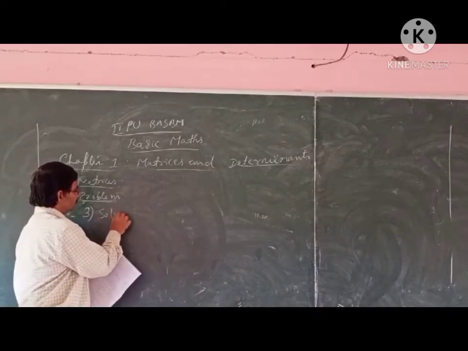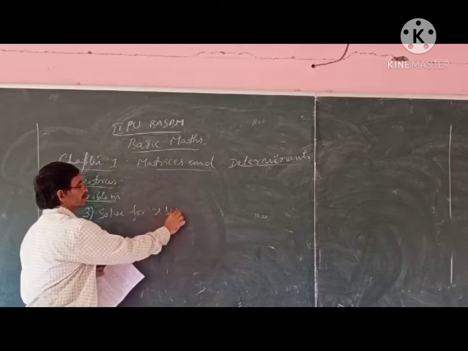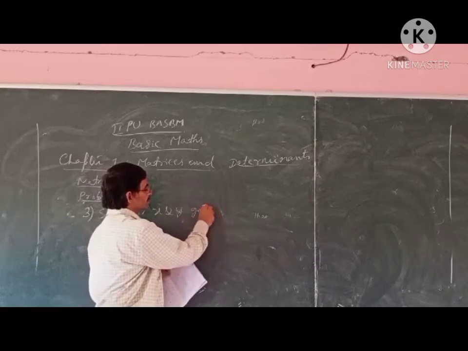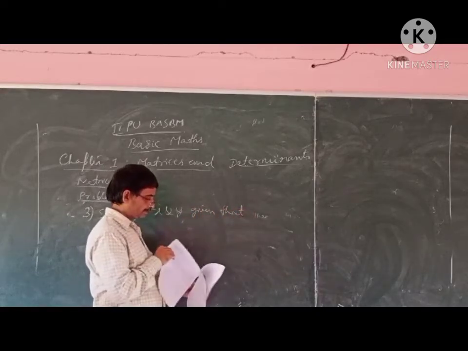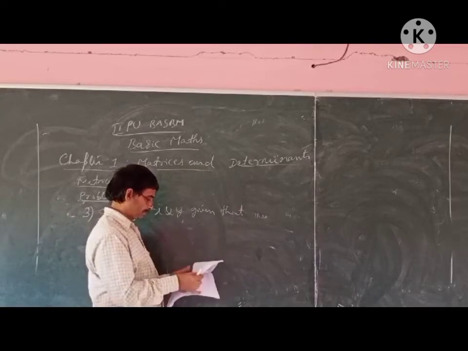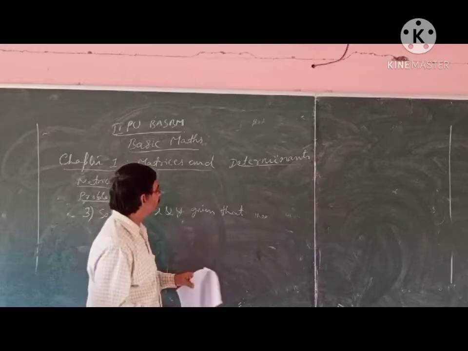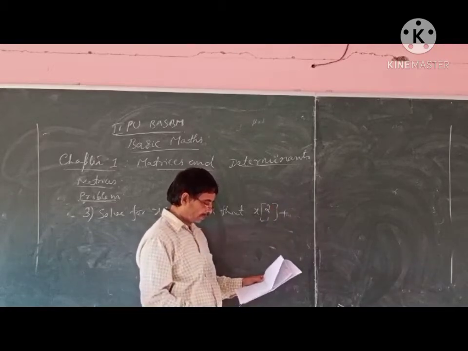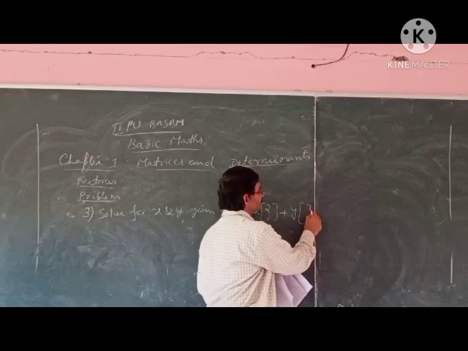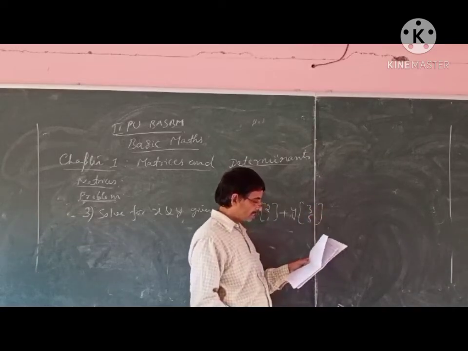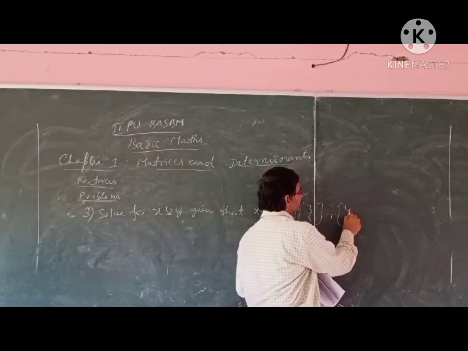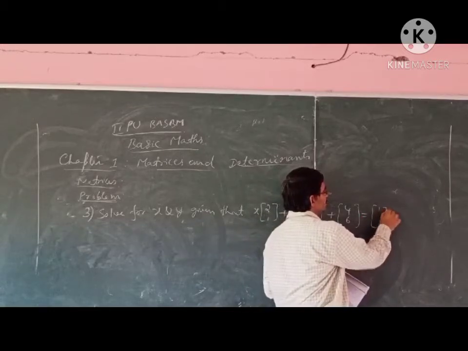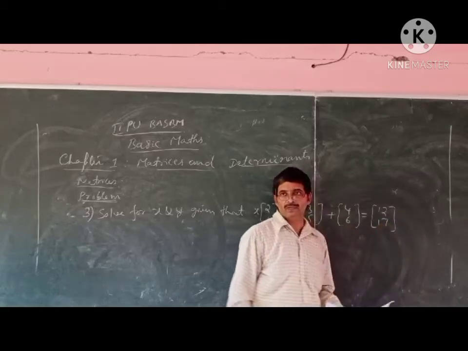Solve for x and y, given that x into (2 1) plus y into (3 5) plus (4 6) equal to (12 17). So this is the problem. We want to find out x and y.